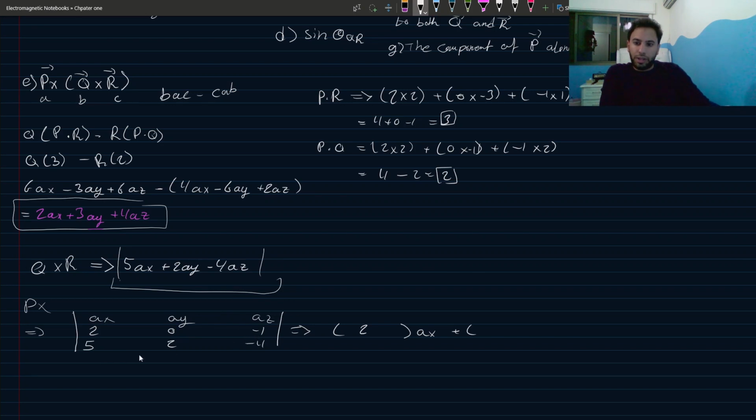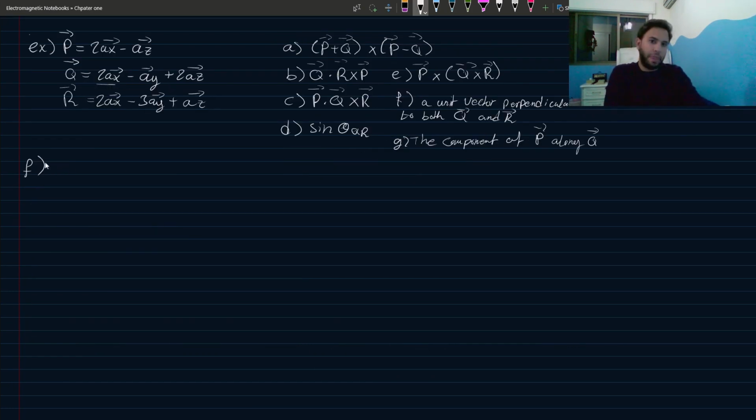We have minus 1 times 5, so that's minus 5. Minus 2 minus 4, so that will give us plus 8ay, plus 5 times 2, that is 4, minus 0az, and this will be 2ax plus minus 5 plus 8, that is 3ay plus 4az, and that is the same. And now we know that our answer is correct.